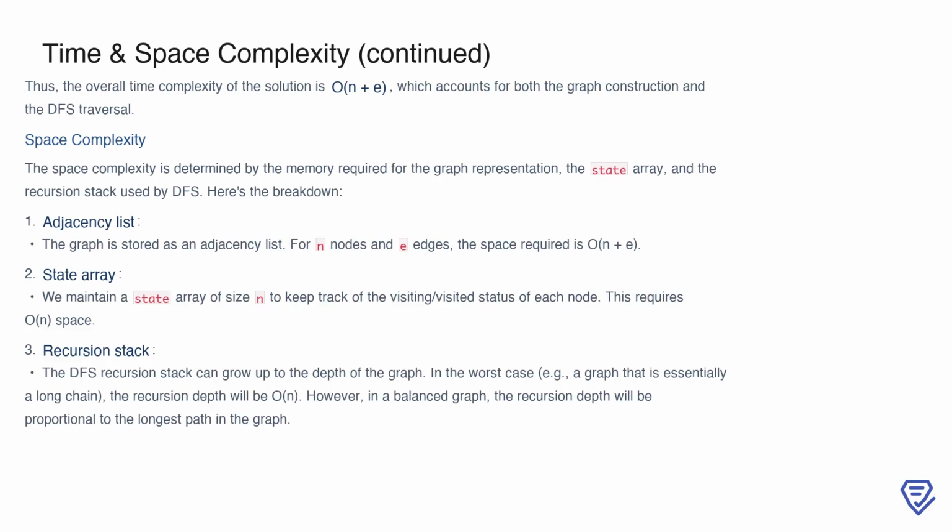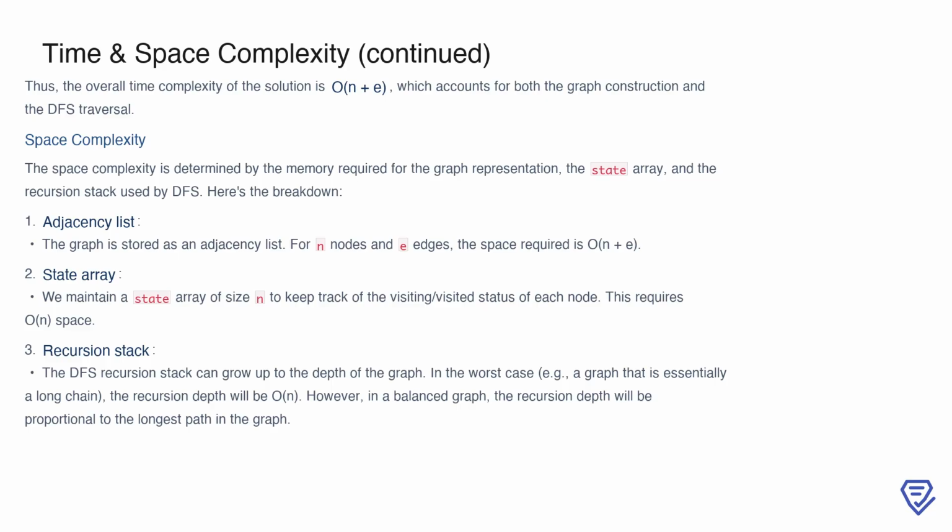Now, let's discuss space complexity. The space complexity depends on the memory used for the adjacency list, the state array, and the recursion stack. The adjacency list, which represents the graph, requires n plus e space because it stores n nodes and e edges. To track the visiting or visited state of each node, we maintain a state array of size n, which adds an O(n) space requirement. Finally, the DFS recursion stack grows with the depth of the graph.